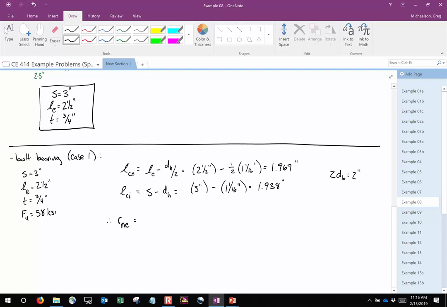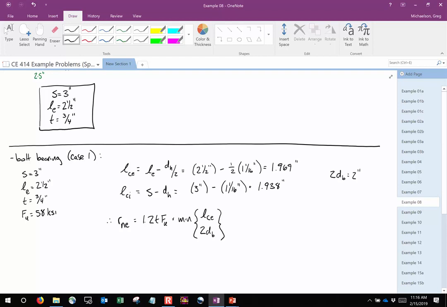Okay, so the capacity of a bolt in bearing is 1.2 times the thickness times F sub U times the minimum of what? It's L sub C and 2 times the bolt diameter. But in this case, it's going to be L sub C E. Okay? So help me out. Looking at these, what's the minimum? The L sub C E or 2 times the bolt diameter? L sub C E.